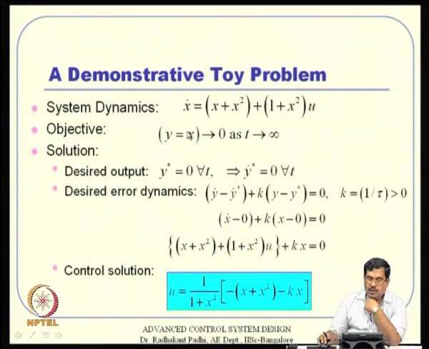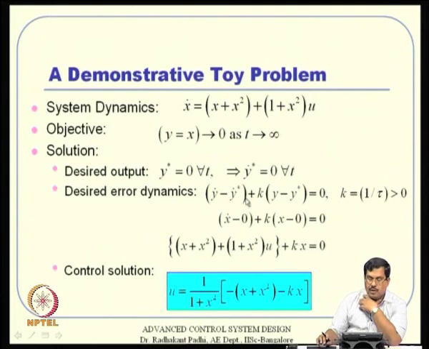Y dot is nothing but x dot. So, x dot is all that, whatever you see here is what is substituted here. Y star dot is 0, and y star is also 0 for all time. So, substitute 0. Ultimately what you are doing is this entire expression plus k times x would be 0. So, you solve it in an inverse way basically, and from this equation if you solve for u, this is the control formula.